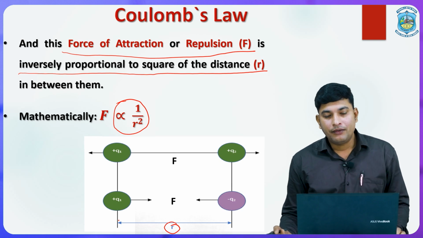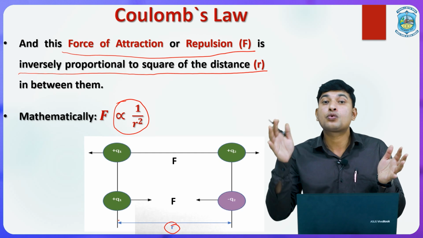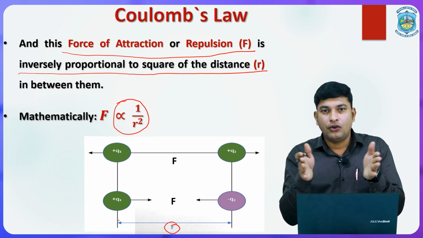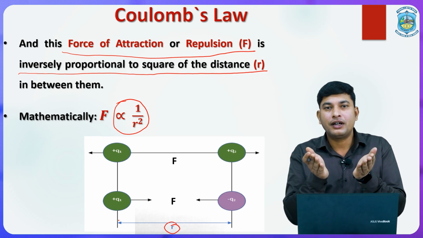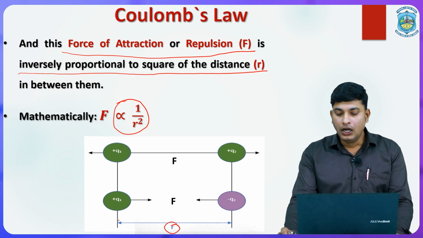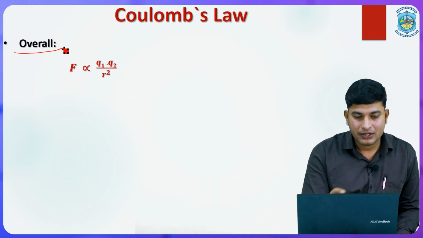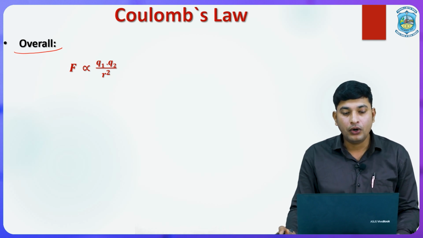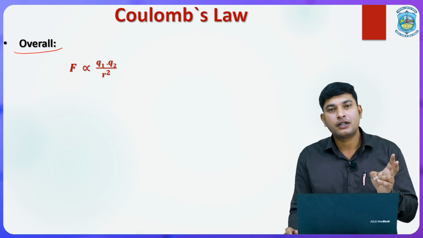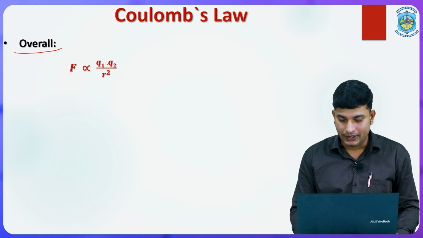The meaning is that once the distance increases, the force decreases by the square, and once the distance gets less, or the particles get closer to each other, they will feel more and more force. So, F is directly proportional to 1 upon r square. Once we combine this, overall we can say that F is directly proportional to Q1 dot Q2 upon r square. That is what Coulomb described regarding the attraction and repulsion force between two unit charges or two point charge particles.